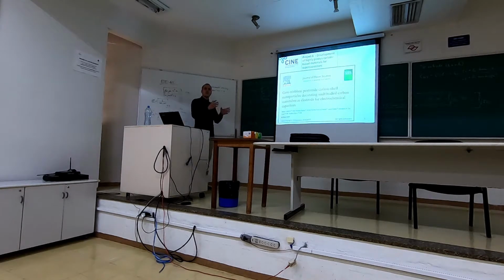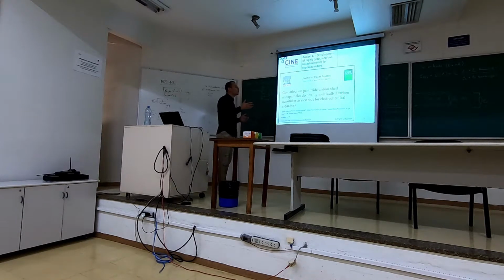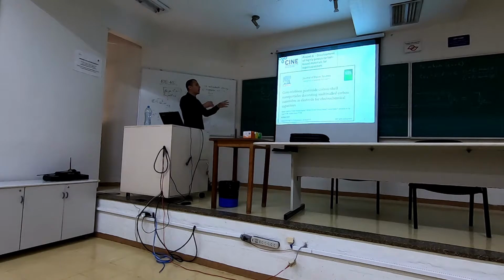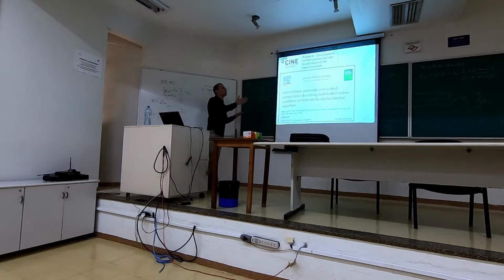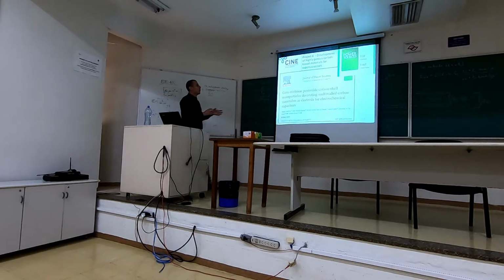This presentation will be in two parts. In the first part, I will talk about the paper named Niobium Pentoxide Carbon Shell Nanoparticles Decorating Multi-Walled Carbon Nanotubes as Electrode for Electrochemical Capacitors, where we developed a carbon-based material decorated with niobium pentoxide, and this paper was published at the Journal of Power Sources. This journal has a very interesting impact in the scientific community. As you can see, it has an impact factor of 7.4.